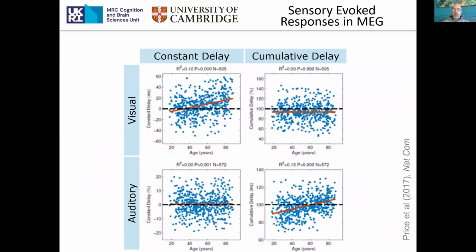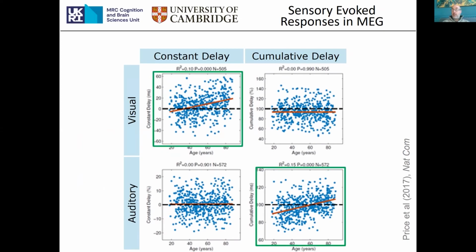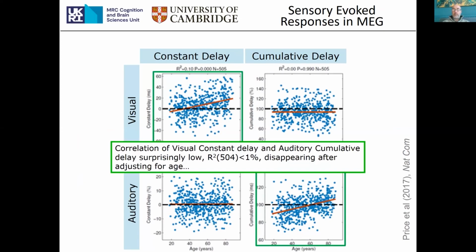We get an estimate of constant delay, which is the left column here, and cumulative delay, which is the right column, for both visual and auditory stimuli, the top and bottom row. What you can see is there's a significant effect of age on the visual constant delay and on the auditory cumulative delay, but no effect of age on the cumulative delay for the visual or the constant delay for auditory. So it appears that age has different effects on different sensory regions. In fact, that's supported by the fact that the correlation between the two delay parameters for auditory and visual was surprisingly low once we adjust for age. So they're almost independent effects.